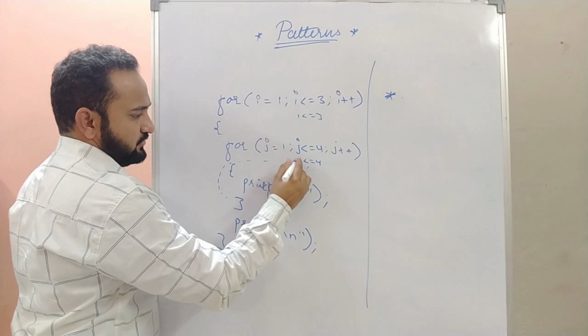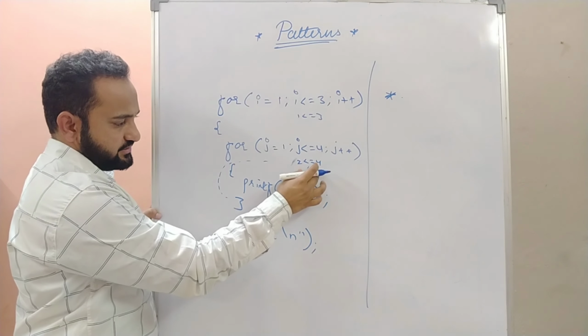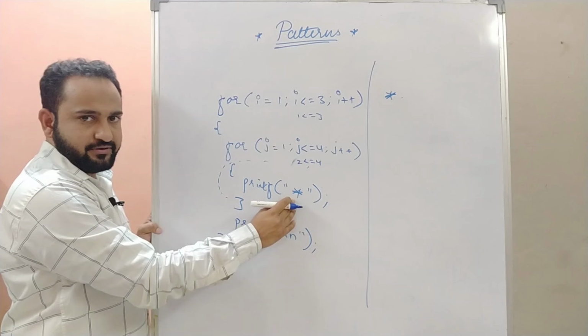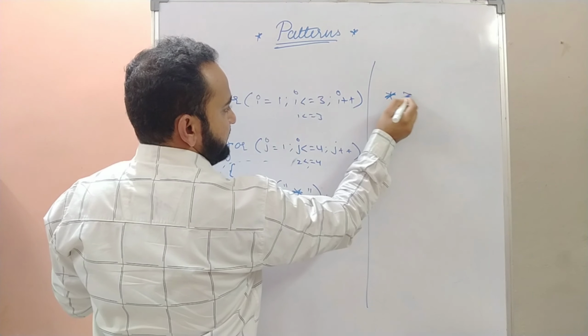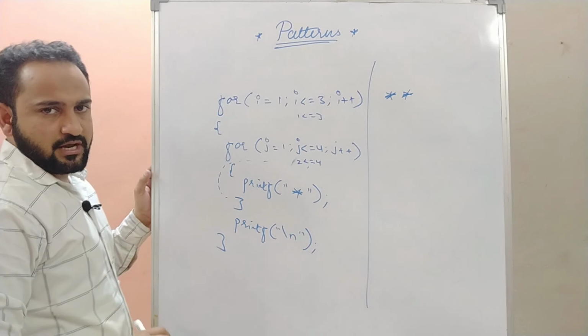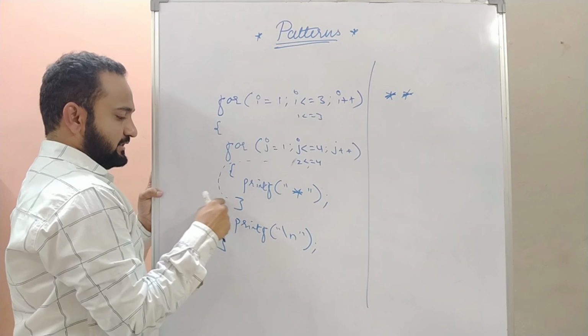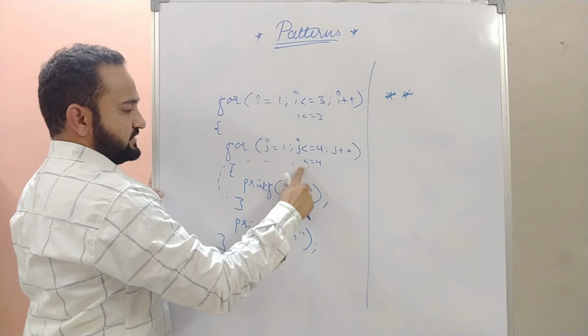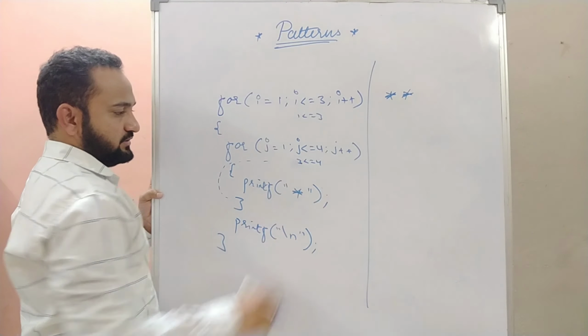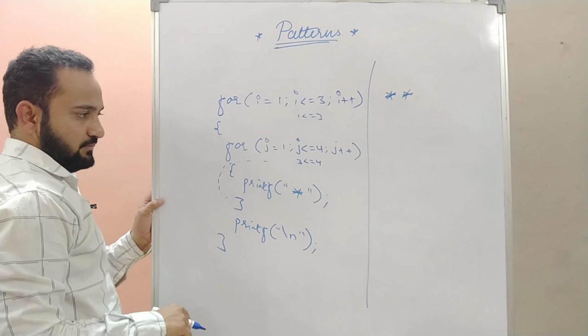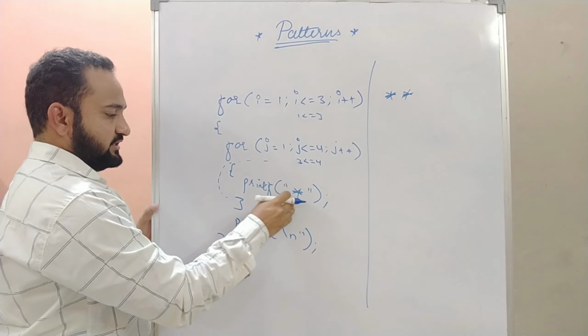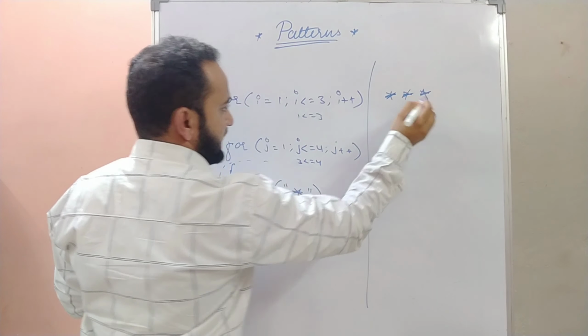The value of j becomes 2 now. 2 is less than or equal to 4. Yes, the condition is satisfied again. It will come inside and print one more star. We are not leaving any line, so it will just print that star beside your first star. Again it went back, and j is incremented again. This time j will be 3. 3 is less than or equal to 4. Yes, the condition is satisfied. It will go inside again and print a star.